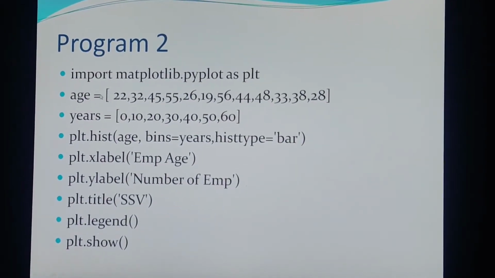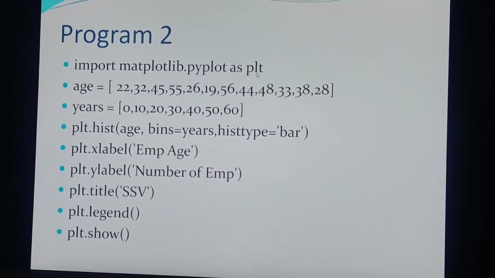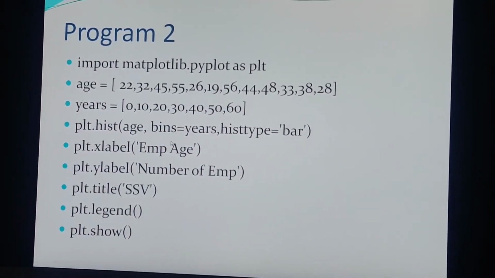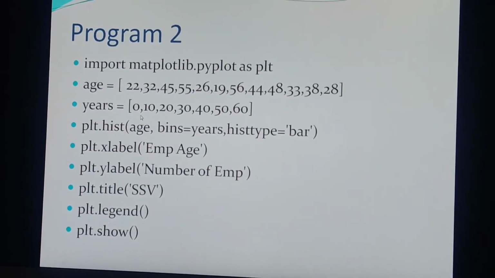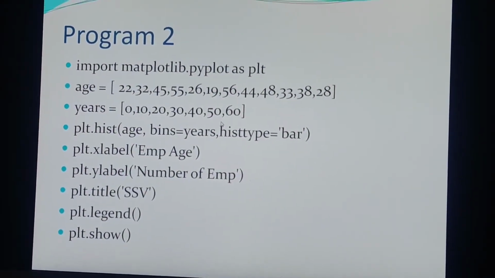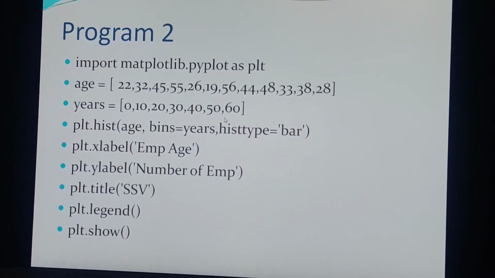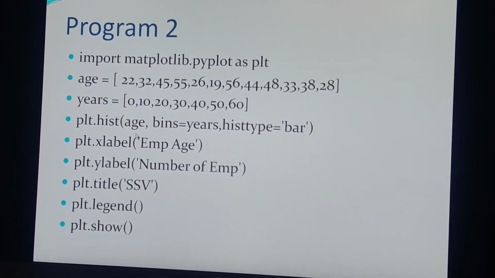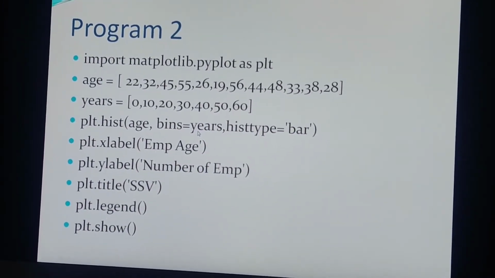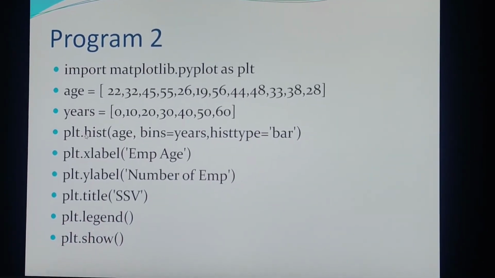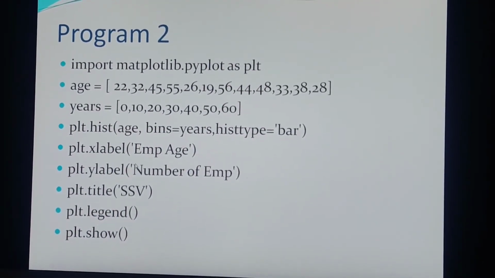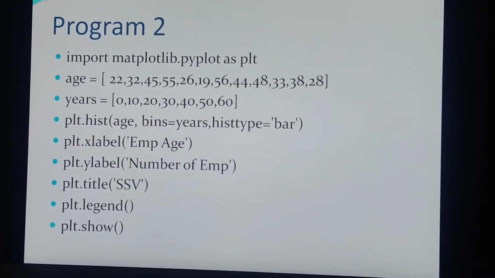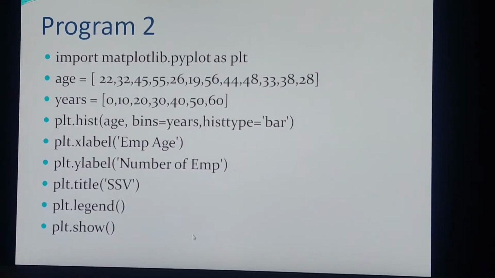Another question. Import matplotlib.pyplot as plt. Age is here, years is here. So bins will be your years, that is 0 to 10, 10 to 20, 20 to 30, 30 to 40, 40 to 50, and 50 to 60. And your histtype is bar. The histogram will be between age and years. On the x-axis you will have bins, and on the y-axis you will have age. xlabel employee age, ylabel number of employees, plt.title SSV, legend, plt.show. Now let us see what the output will be.